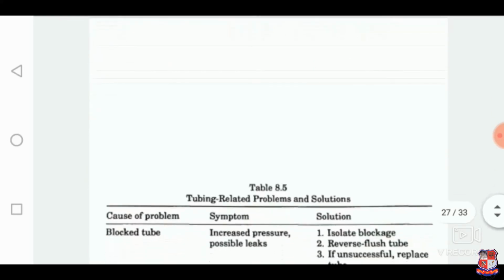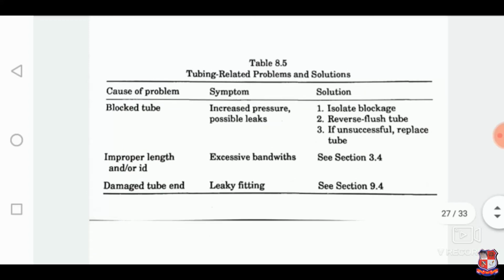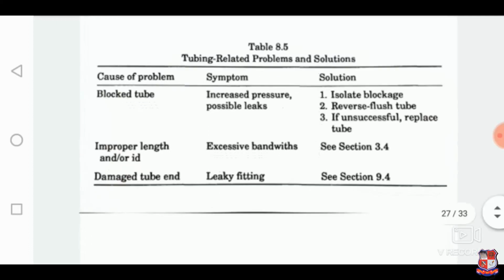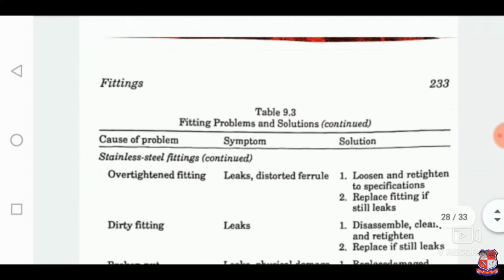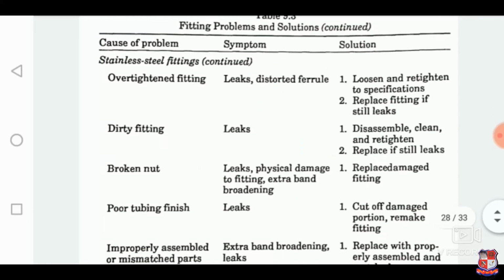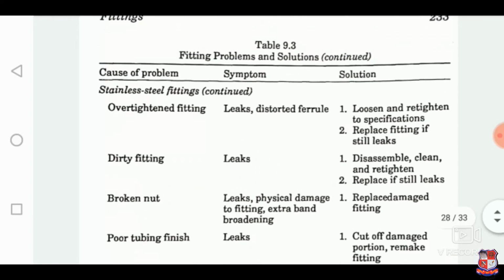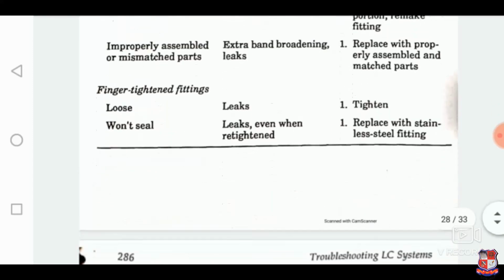Tubing-related problems, for example a blocked tube. The symptom is increased pressure. The solution is to isolate the blockage, reverse flush the tube, and if unsuccessful, replace the tube. Fitting problems: these are the fitting problems. Over-tightness of the fitting. The symptoms are leaks and a distorted ferrule. The ferrule is again an important part of the fitting. The solution is to loosen and retighten to specifications, and replace the fitting if it still leaks. Leaks are a kind of problem, so always observe the fittings. These are the possible causes and solutions.